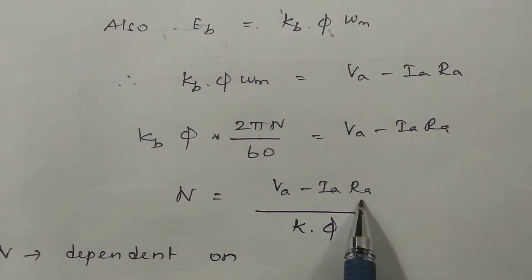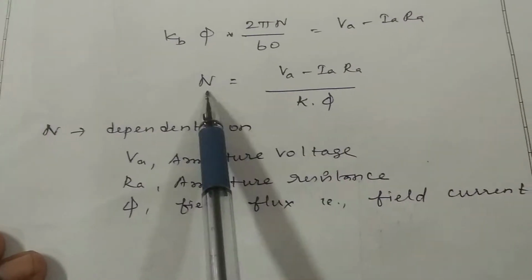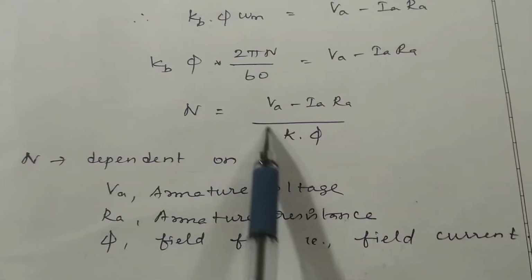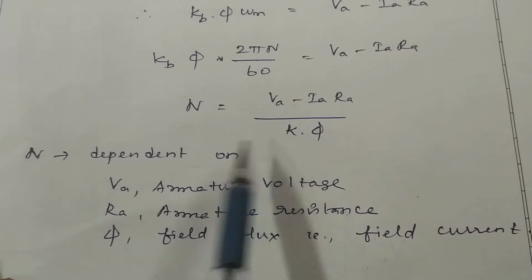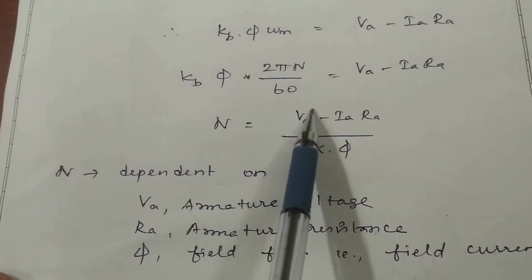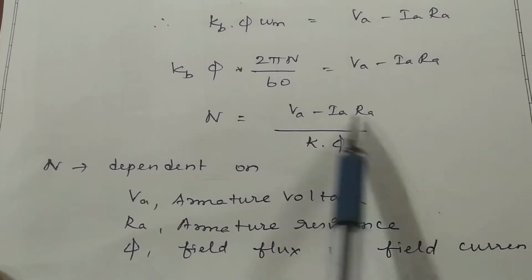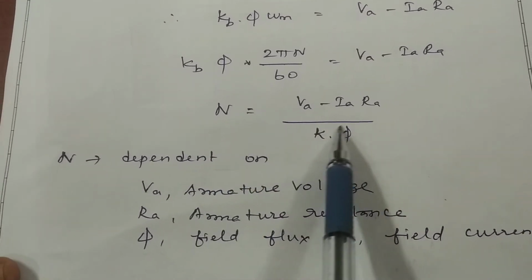Now if you see this equation, you know that the speed n is dependent on the armature voltage, the armature resistance and the flux for a particular current. So that means we can vary the speed by utilizing this equation. So how can we vary the speed? We can either vary the speed by changing the armature voltage, or by changing the armature resistance, or by changing the flux.